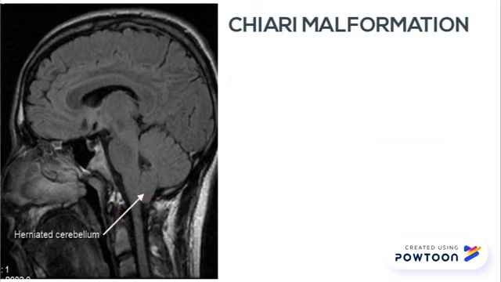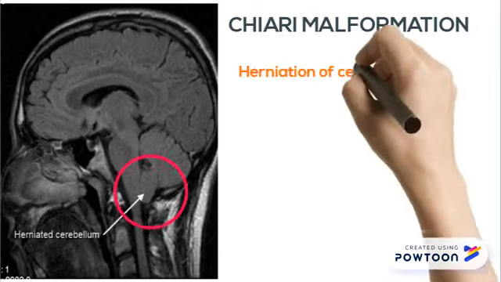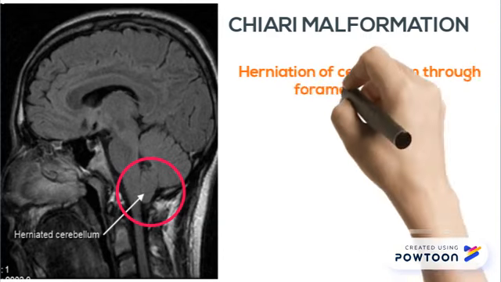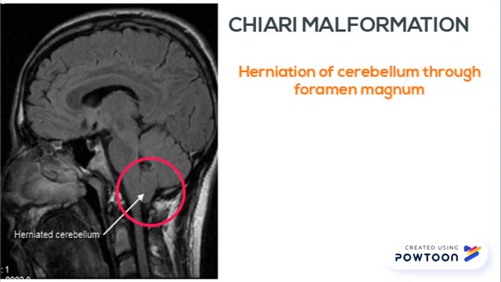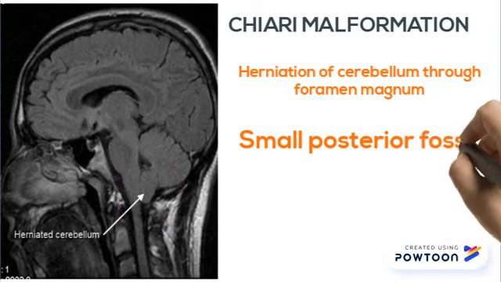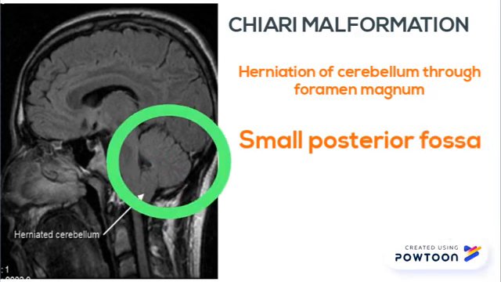So, Chiari malformation is characterized by herniation of cerebellum into foramen magnum, and you can say the causes small posterior fossa. See here, the posterior fossa is so small that it cannot accommodate the cerebellum.